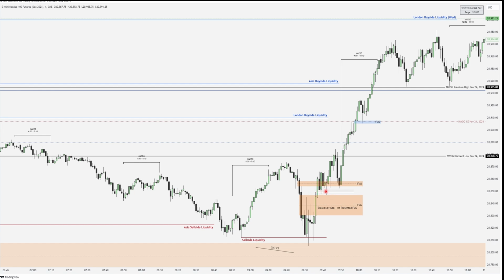we saw price respect this upper fair value gap, leaving it open, acting as a breakaway gap, so we can expect this to act as rocket fuel to really send price higher, which happened here. We saw price trade down to this inversion fair value gap, finding support there, and then just rocket fuel being injected here and rapid repricing higher.